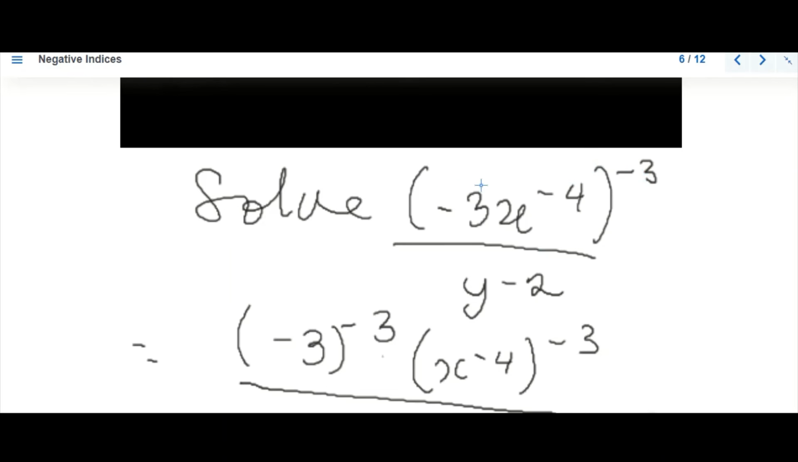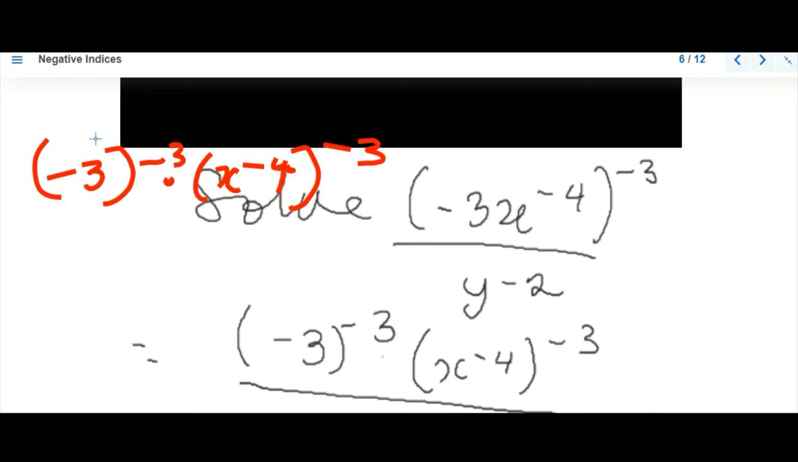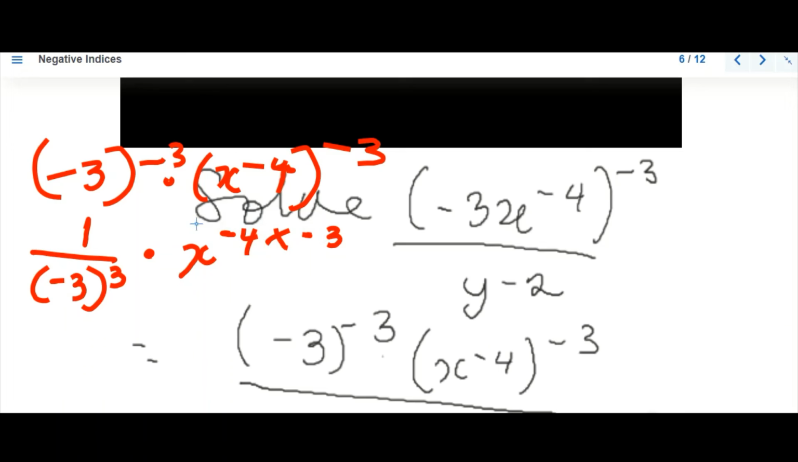By bringing minus 3 in to multiply this, we bring minus 3 in to multiply x raised to power minus 4. So we have minus 3, everything raised to power minus 3, multiplied by x to the power minus 4, raised to power minus 3. By the time we express this, that's going to be 1 over minus 3 raised to power 3 multiplied by x to the power of minus 4 times minus 3. Minus 4 multiplied by minus 3 will give us 12. Negative multiplied by negative gives positive.